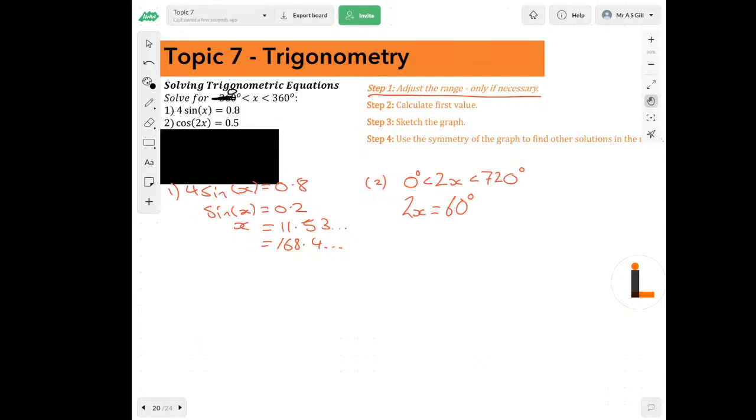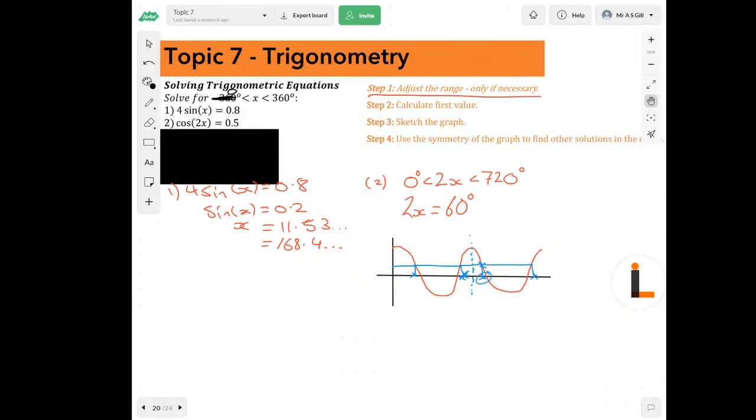And then we want to have our graph for cos between 0 and 720. So this is going to be two full cycles of cos. So we've got a value here and here, and then this is our first cycle, and then we've got another value here and here.